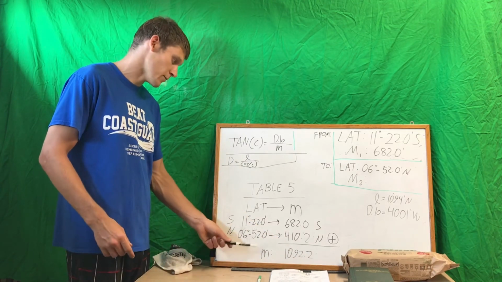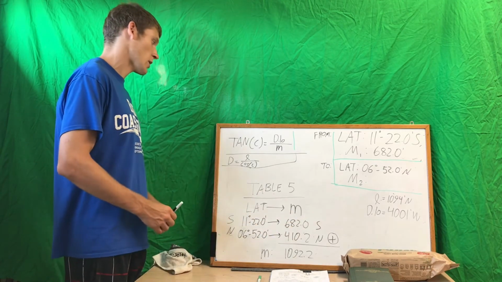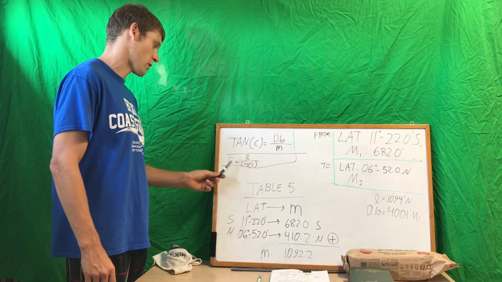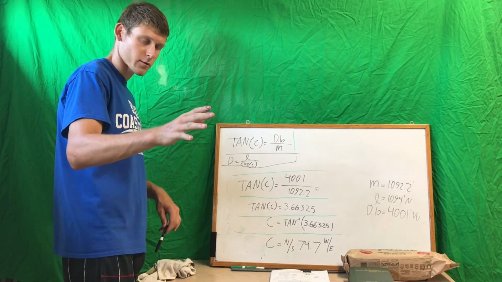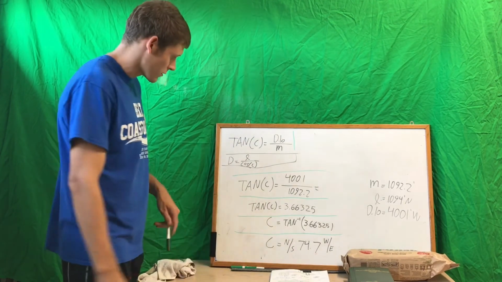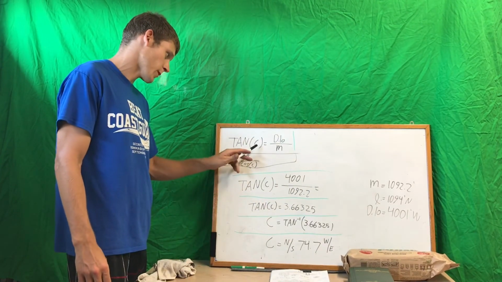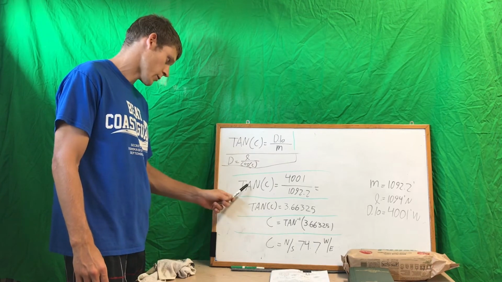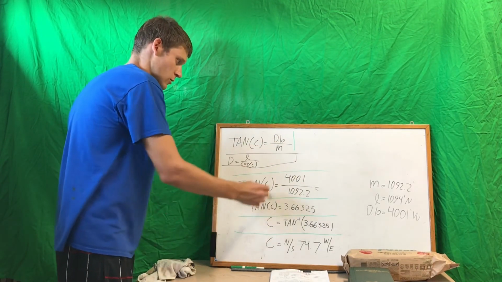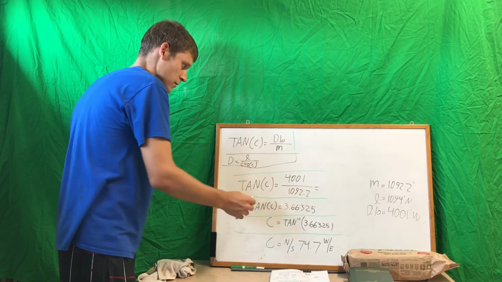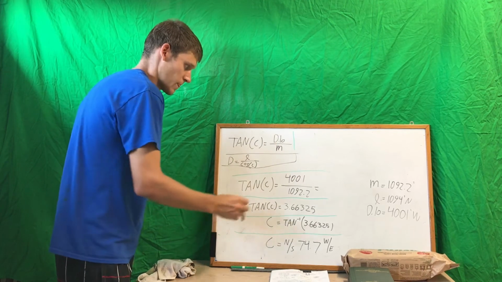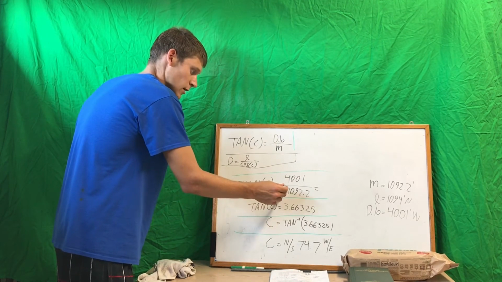So take your M, make a note, and now you have all the pieces to the puzzle to solve your formulas. Okay, so we have our pieces to the puzzle. Let's start plugging and chugging. So, we'll start with finding true course. So the tangent of true course equals our difference in longitude, 4,001 minutes, divided by our meridian parts, 1,092.2.